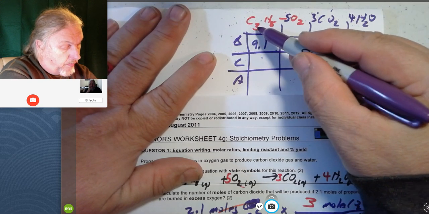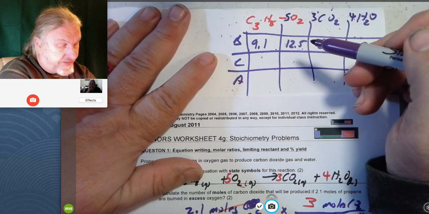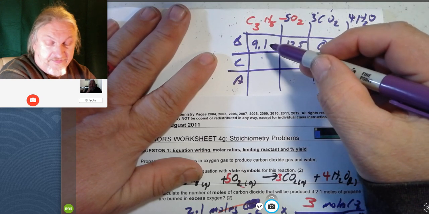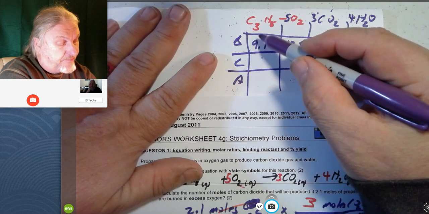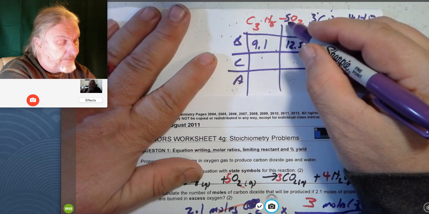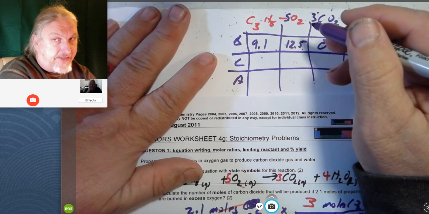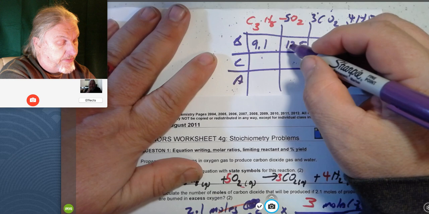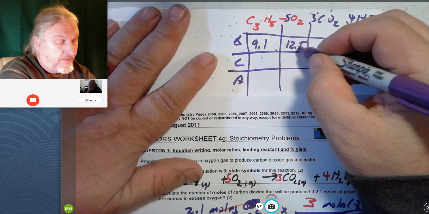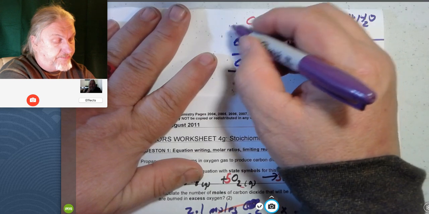So for every mole of C3H8, I have 5 moles of oxygen. 1 to 5, right? So if that was the limiting reactant, for every mole, I've got 5 moles of oxygen. That means I would have to have 45 moles here. I don't. All right, so let's look at this one. For every 12.5 moles of oxygen, I have 1/5 moles of C3H8. So I take my 5 moles there and put it over the 1.